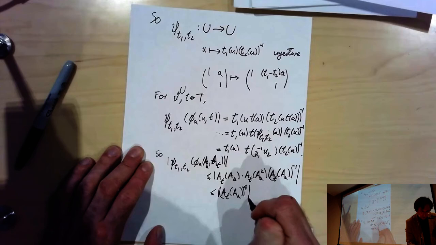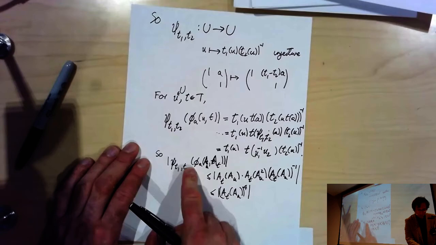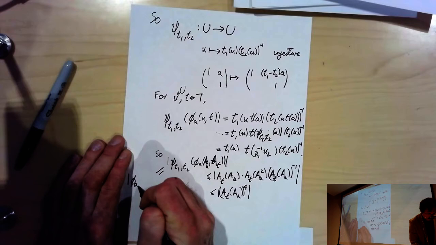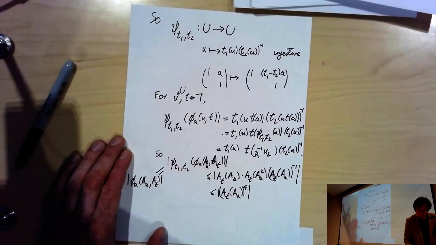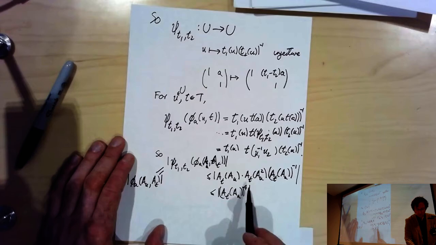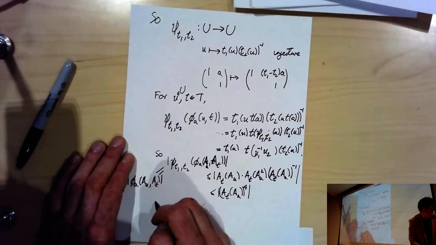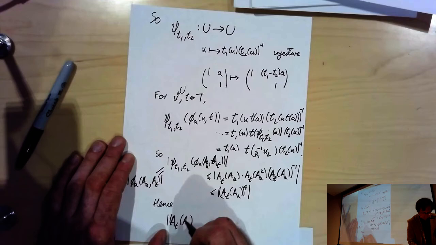At the same time, remember, phi T1, T2, that map was injective. So this is just going to be equal to phi A, A1, AT. But that's what we wanted. Because we have shown that phi A, A1, AT is big, and we wanted to show that this was big. No? So we have immediately that AT, AU, 4.